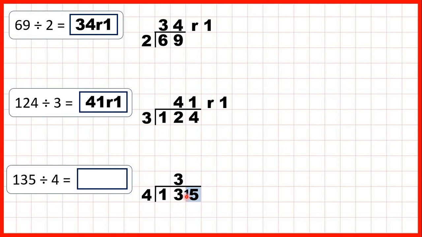So now we have 15 divided by 4. 3 times 4 is 12, so we have 3 as the ones digit of our answer. But 3 times 4 is only 12, and we were dividing 15. From 12, we need 3 more. We need to count on 3 to get to 15. So that's why we have a remainder of 3. Our answer is 33 remainder 3.